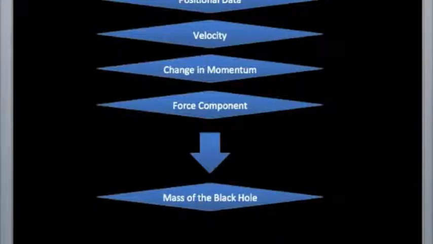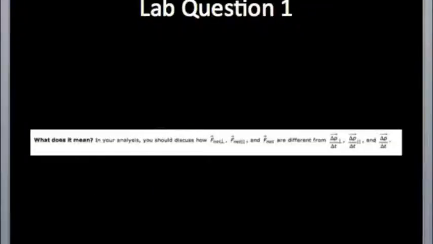Alright, to summarize, this is the flow of computations that take place to arrive at the mass of the black hole. The positional data as the star orbits around the black hole allows us to find the velocity, from which momentum can be calculated. The force components are then found, leading to the goal of the lab, which was to find the mass of the black hole. Now for the lab questions.